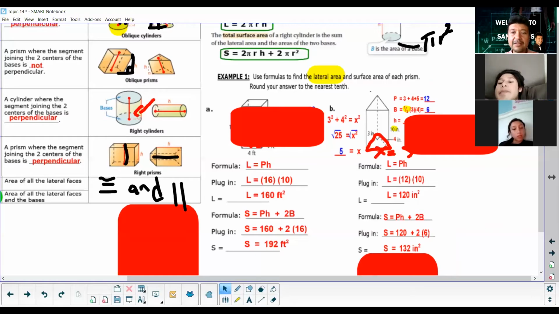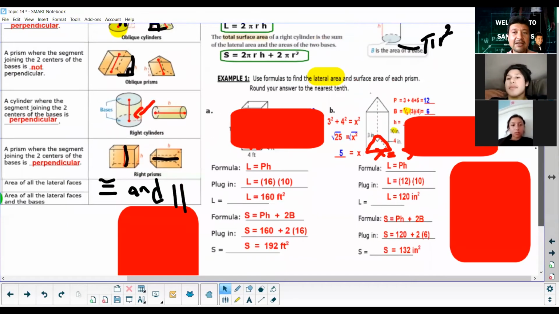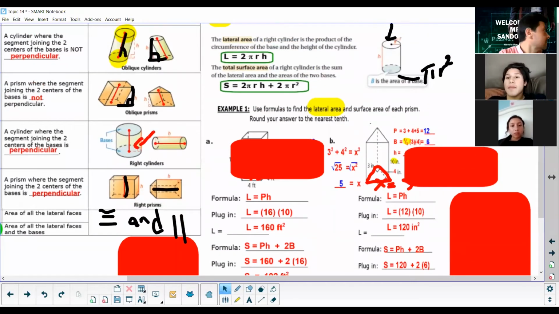Okay, good. All right, so in this case, that's how you do that problem. Now let's go ahead and go on to the next one.